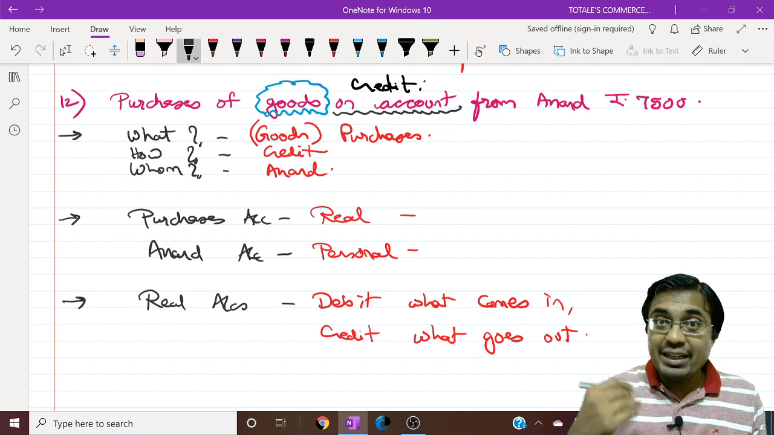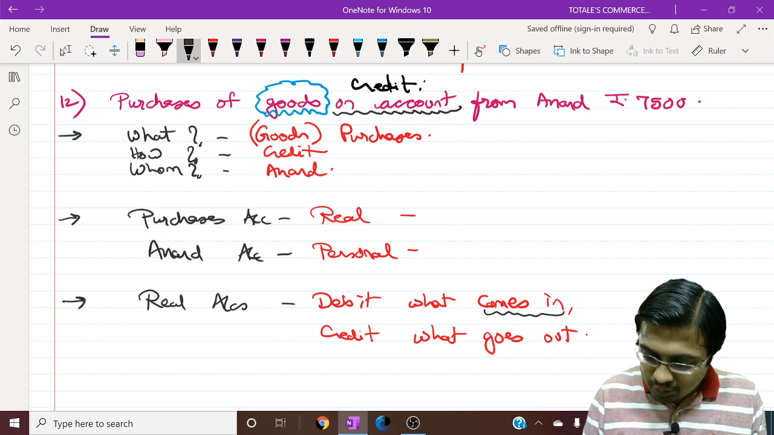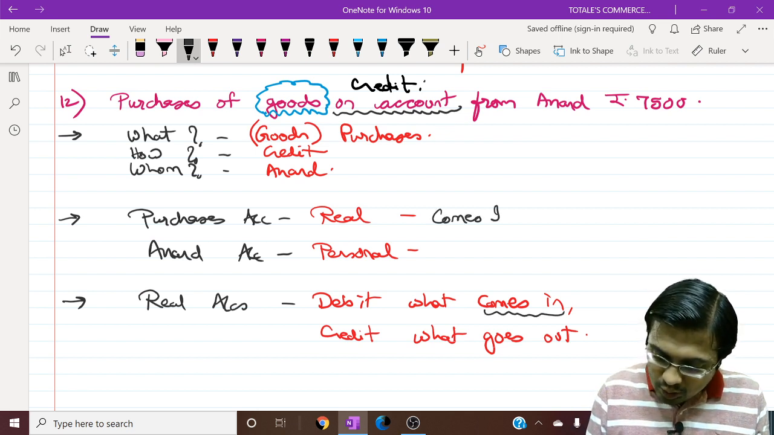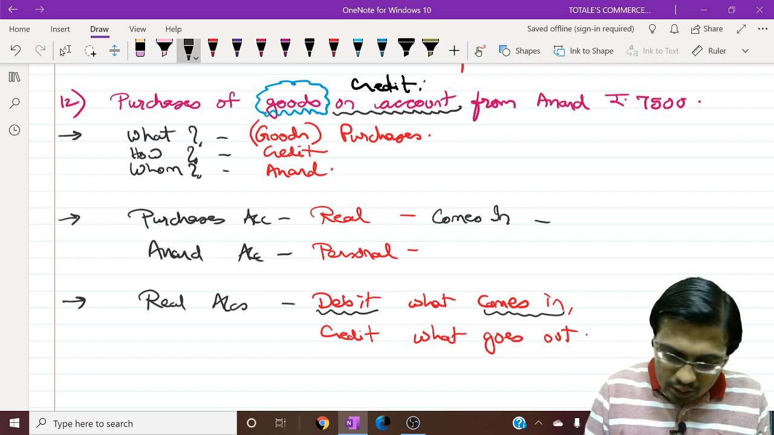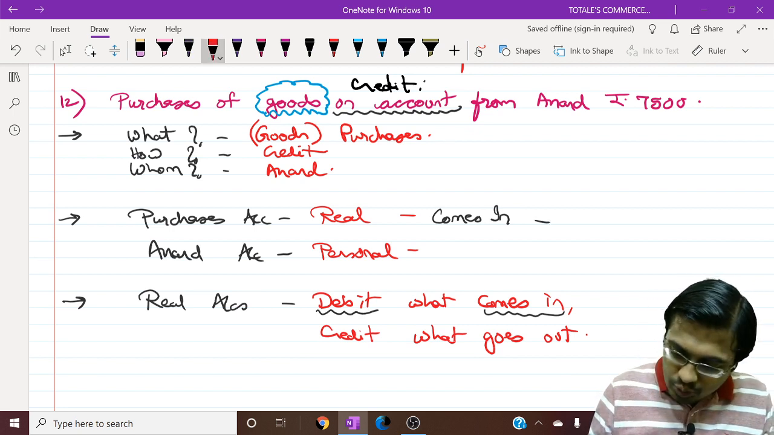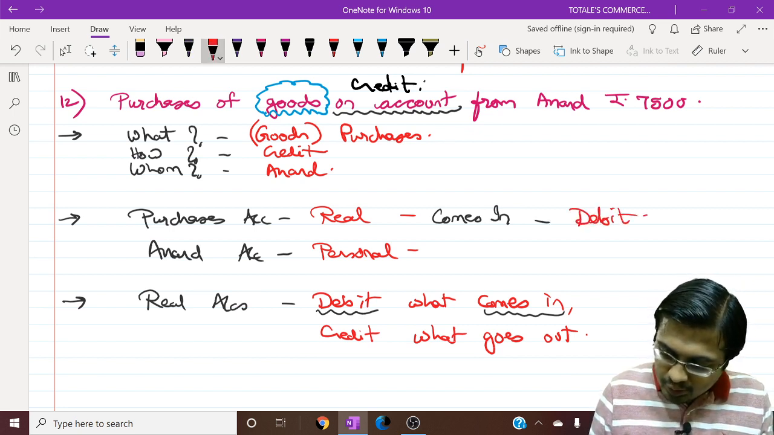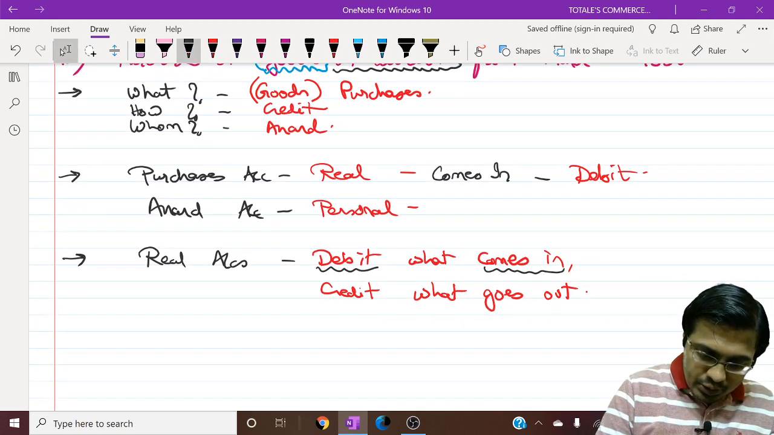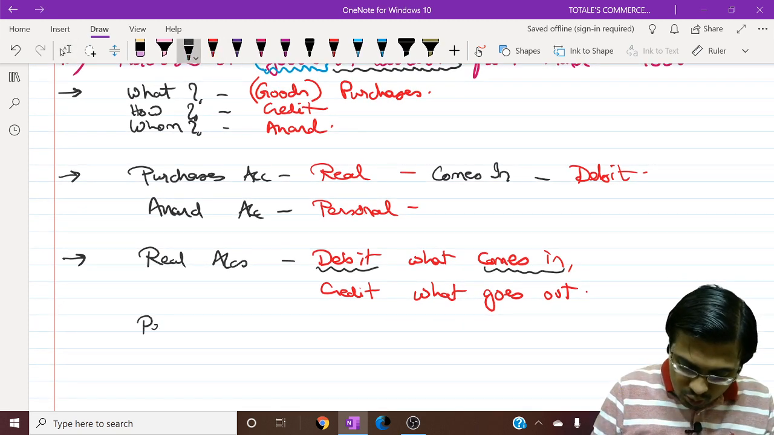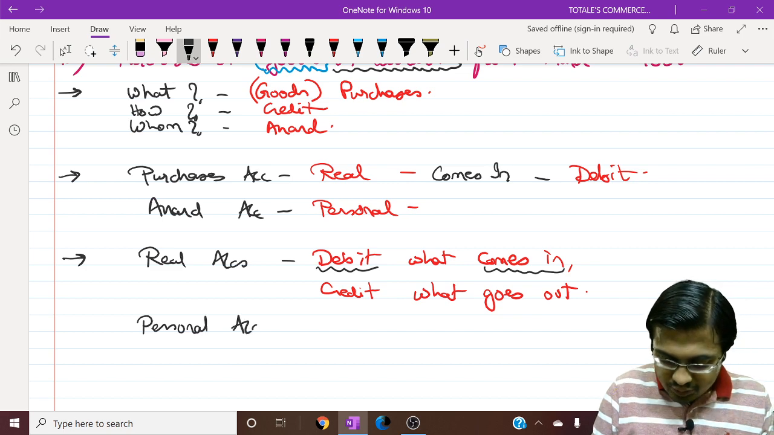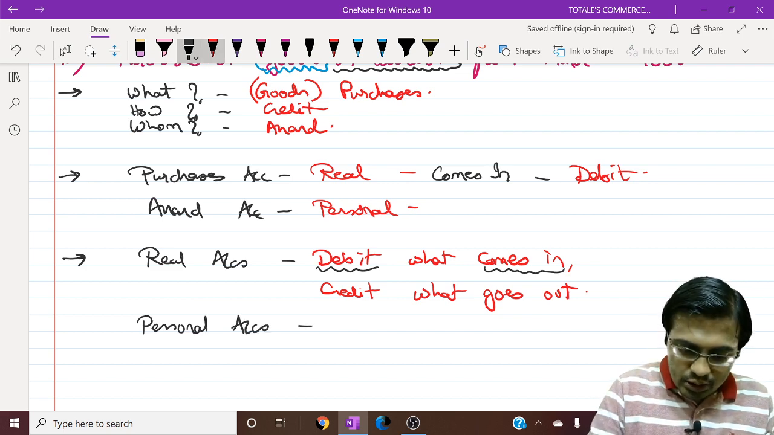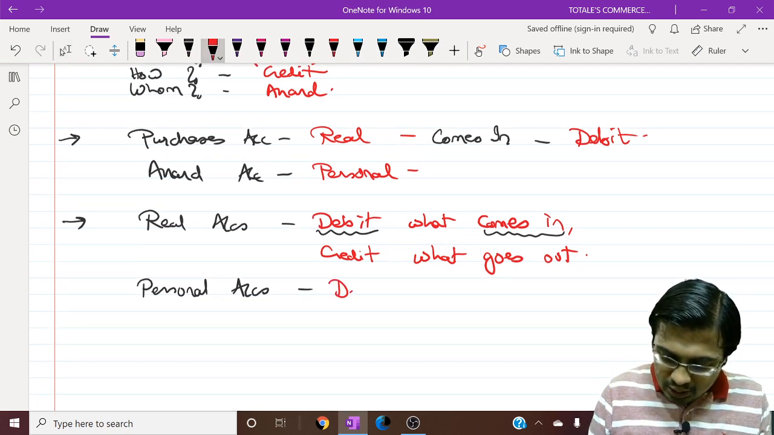So purchases, we are getting the goods. So goods are coming in. So as per the rules, debit what comes in. So purchases account would be debited. Now Anand is a personal account. So let's look into the rules of personal accounts as well. So what are the rules for personal accounts? Debit the receiver, credit the giver.